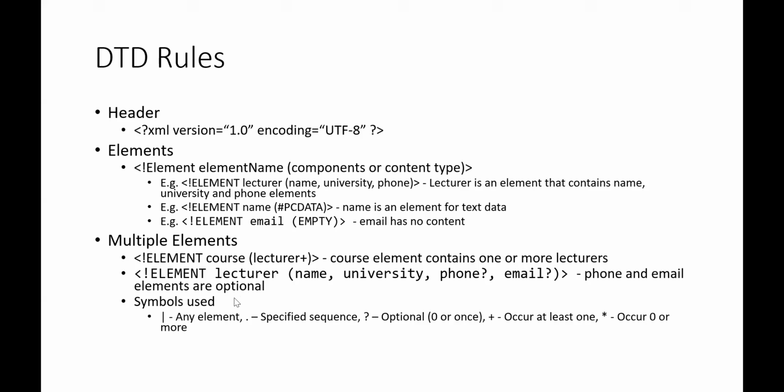And let's say that some information is optional. For example, when you define the lecturer, we want to have name and university, but let's say we don't. You can include them, but it's not compulsory, right? So then we can include the question marks, and the question marks indicate that these are optional values, right?